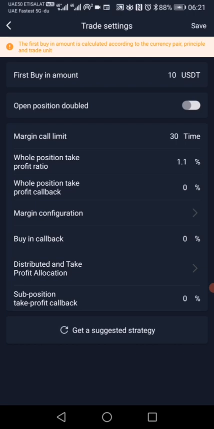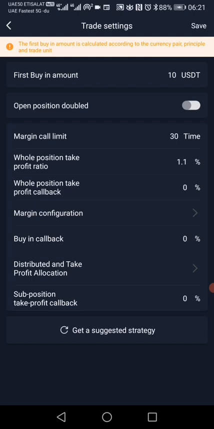So the sub position take profit callback just means the deviation you want from the attained price. Assuming I put 2 points, sell for me at the sub position at 2%, for example, and I put here 0.3. What it means is that once it falls from 2 to 1.9, 1.8 and 1.7, sell. Don't go below 1.7. Well, for me, I always prefer to put it 0.